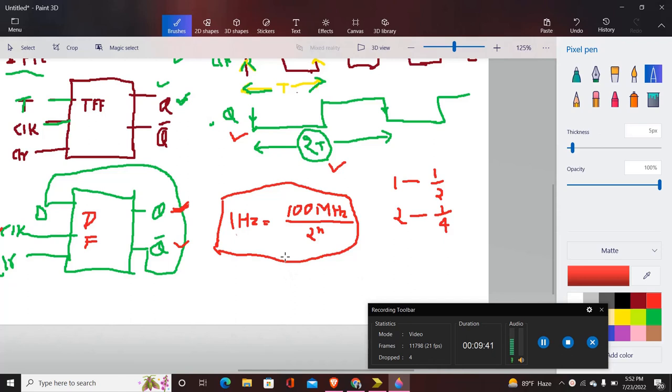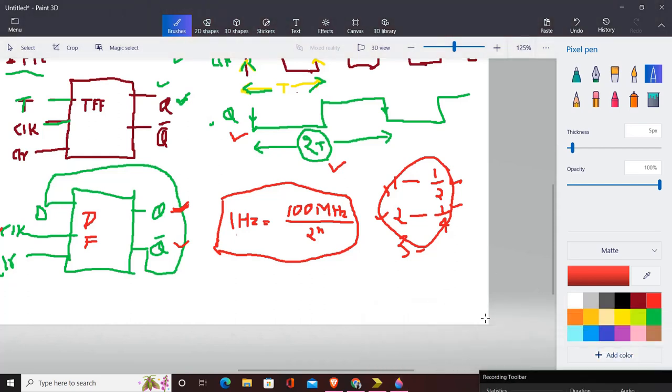Basically we want to convert to 1 hertz, so the division value is 100 megahertz upon 2^n. Basically the concept arises here. When we pass the frequency through one flip-flop, the frequency is divided by 2. When it passes through 2 flip-flops, the frequency is 1 by 4. When it passes through 3 flip-flops, the frequency is divided by 8. So using this concept, I create a general formula for this term.